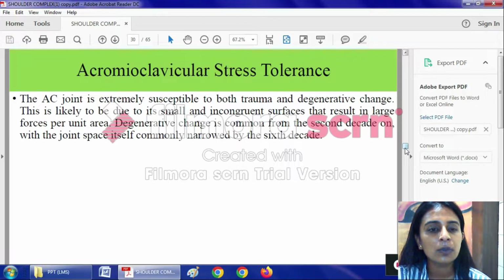Now, acromioclavicular stress tolerance. The AC joint is extremely susceptible to both trauma and degenerative changes. This is likely due to its small and incongruent surface that results in large force per unit area. Degenerative changes are common from the second decade on, with the joint space itself commonly narrowed by the sixth decade.